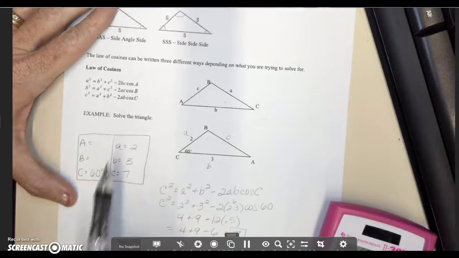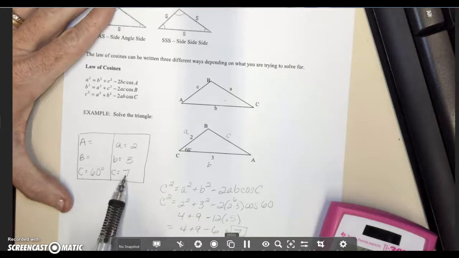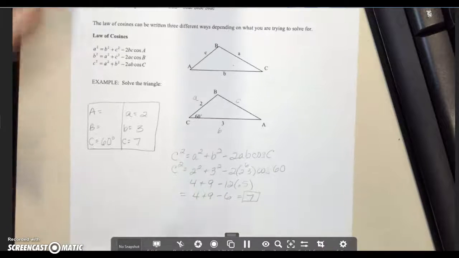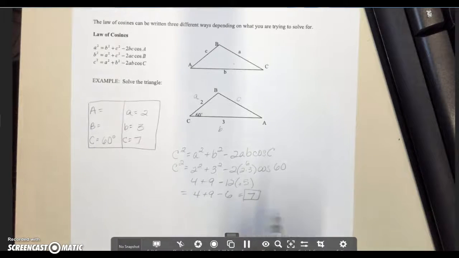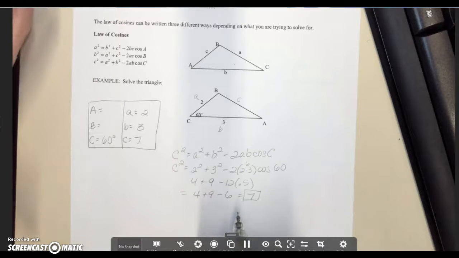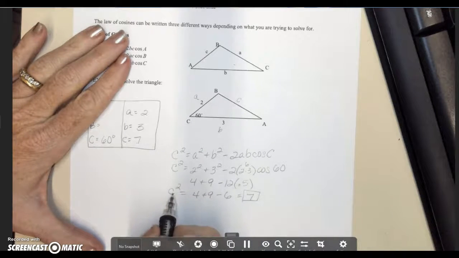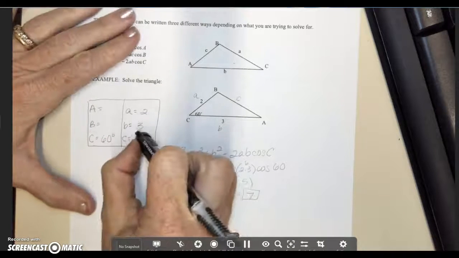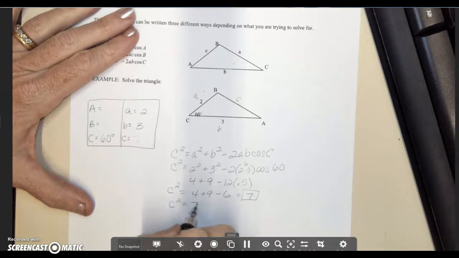Now from this point on, you have now a pair that you can go by. So from this point on, you can actually now use law of sines to solve for your other two angles. You don't have to use law of cosines past this. Oh, I'm sorry, I forgot something. Oops, let's go back. This is actually C squared. I'm kind of glad I made that mistake. C squared equals 7, but we need to solve for C, not C squared.